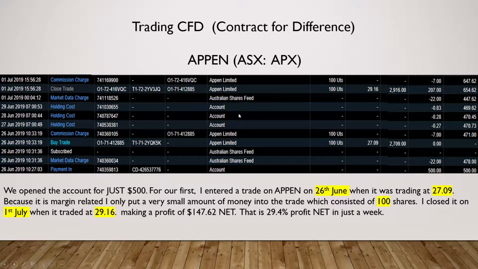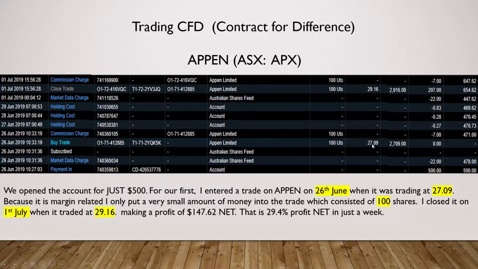Okay, so very early in the piece with $500, how did I increase my $500 to nearly $1,500? Well, on the 26th of June, you can see here I put in $500 and opened the account. I traded a company called Appen. It's an IT company, very progressive, an Australian company but trading all over the world. And we made some decent profit by forecasting the direction it was taking.